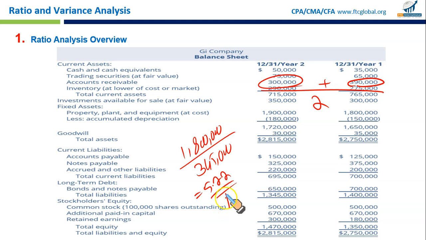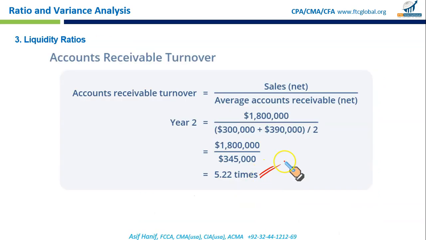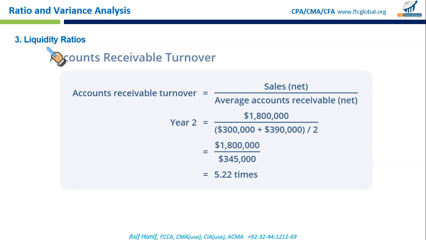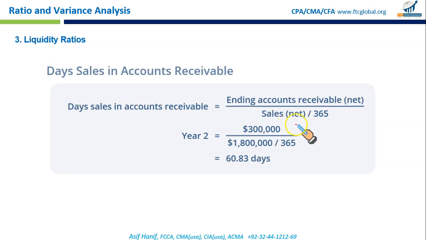That could be sometimes a little bit confusing. We can also find another measure which is called days sales in account receivable, which is more understandable. Let's do that. This is a more meaningful way to understand how we deal with our account receivables. Just look at what we have done. We took sales on average account receivable. Here it is opposite: average account receivables upon sales multiplied by 365. So if we just simplify this, it gives you 60.83.